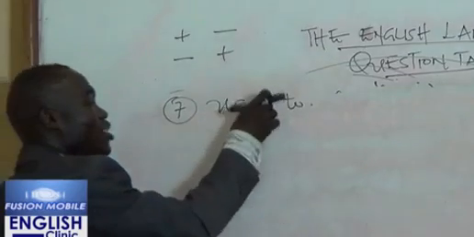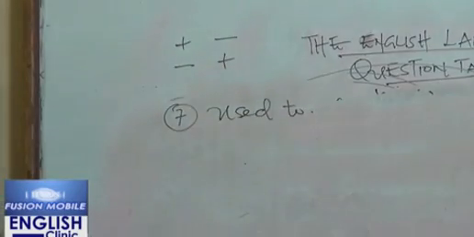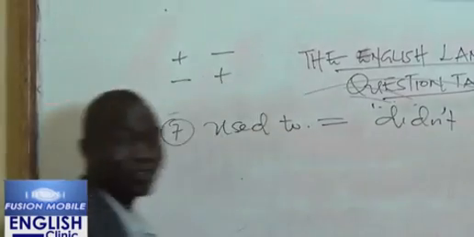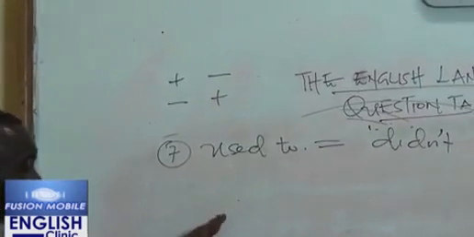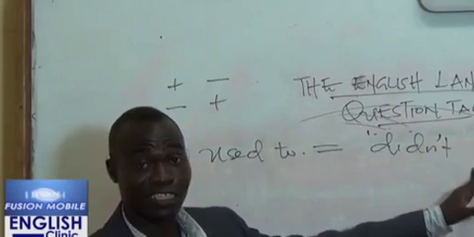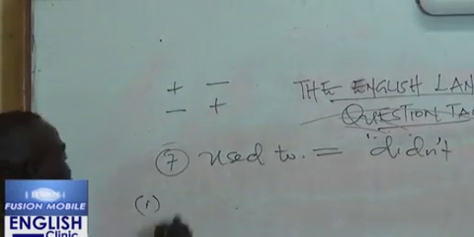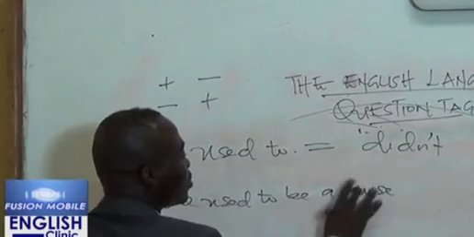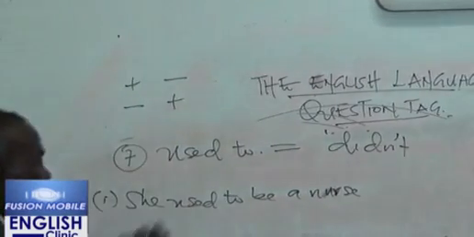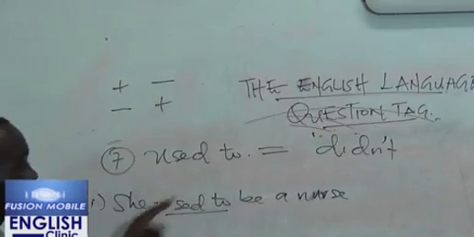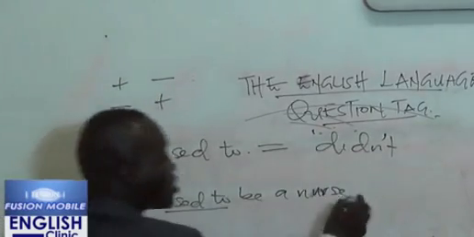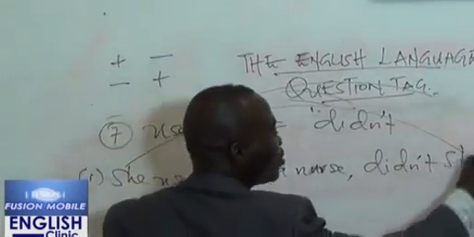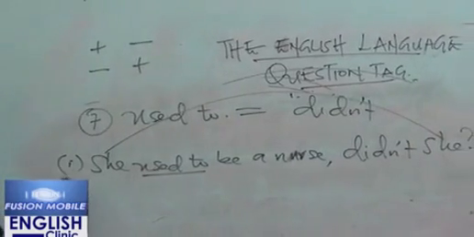Whenever the auxiliary verb used to is used in a statement, then in the tag we must make use of the expression didn't. So whenever you have used to in the statement, you must have the expression didn't in the tag. Let's look at the example. She used to be a nurse. Remember, we have used to. We said whenever we have used to, instead of using used to in the tag, we have didn't. So the tag will be didn't. Then repeat our subject here, which is she. Didn't she?